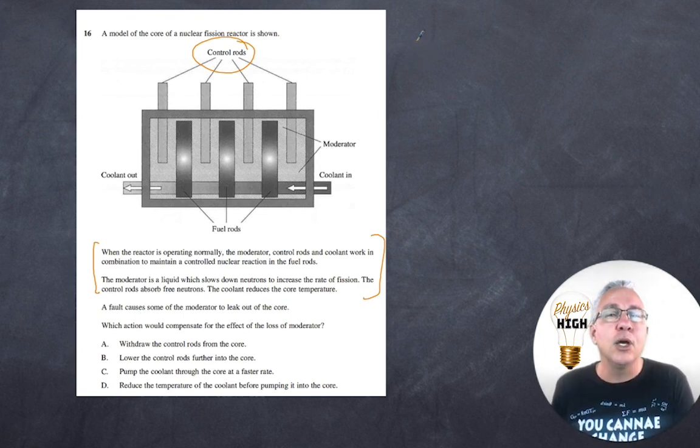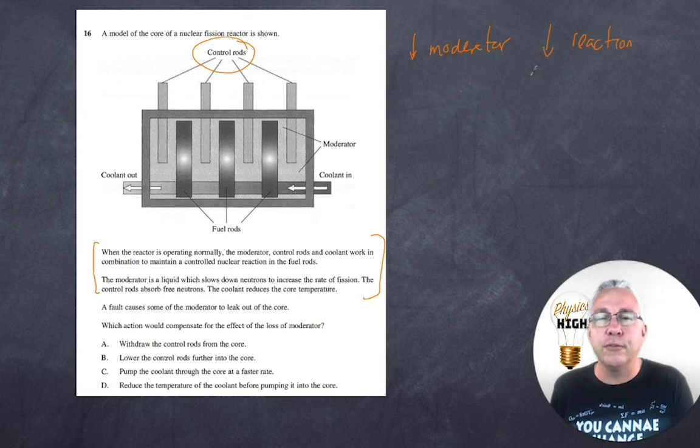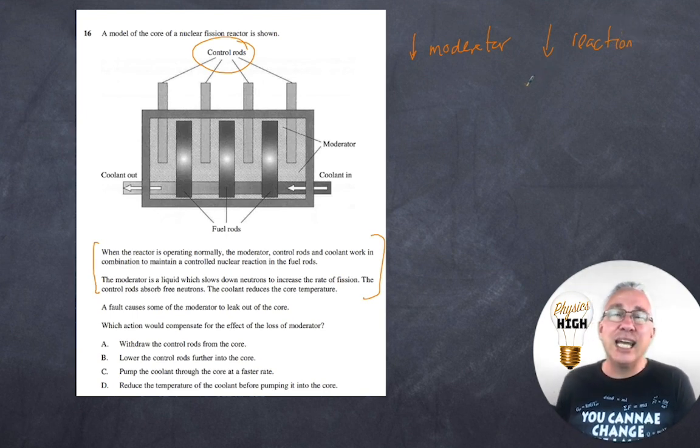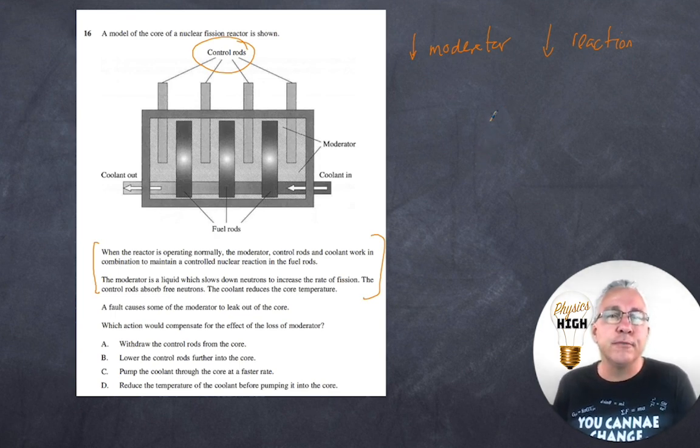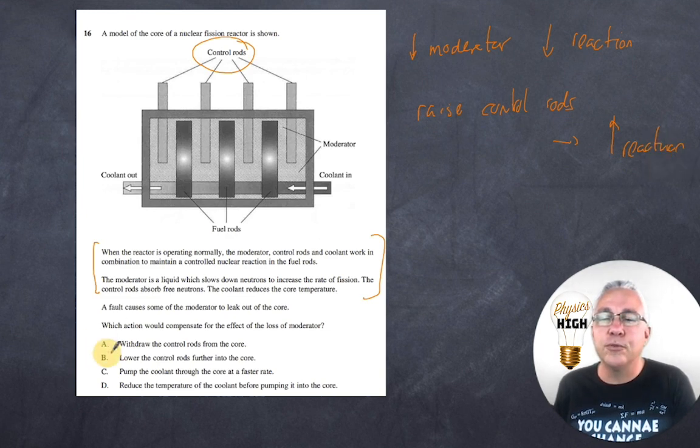Now, what does that mean? We have a drop in moderator. Well, that means our reaction is going to go down. The rate of nuclear reactions is going to decrease. Now we want to increase those reactions. So what do we need to do? We need to allow more neutrons to be involved. Our control rods are in a particular position to absorb neutrons. So if we raise the control rods, we have more neutrons available, which is going to lead to an increase in the reaction, which is what we're after. So the withdrawal of the rods from the core is our correct answer.